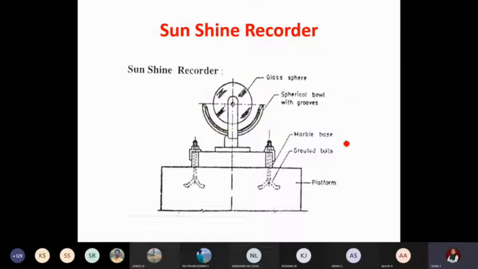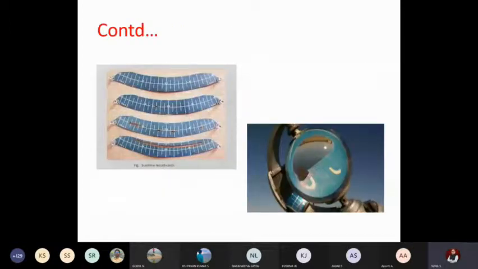See, this is the actual equipment. You can see the actual equipment. There will be a glass sphere, and there will be a spherical bowl on which you can place the paper strip. The paper strips will be of this kind. When there is no sunshine, you can see here there are no burns. This is the center line where you can find the burn. When there is no sunshine, there is no question of any burn.